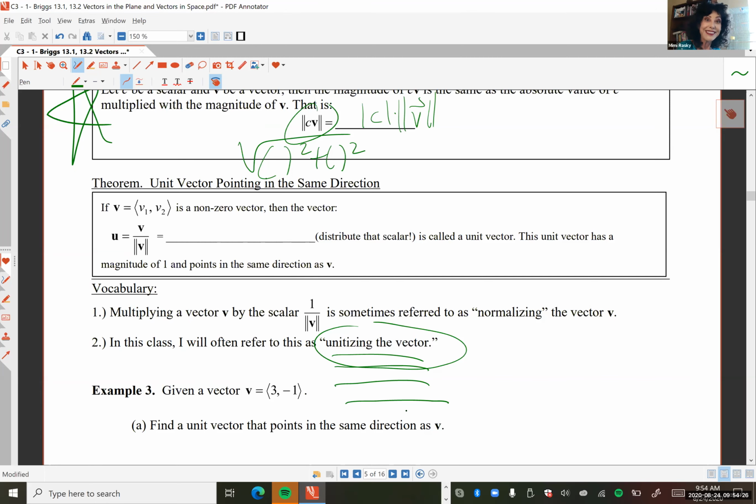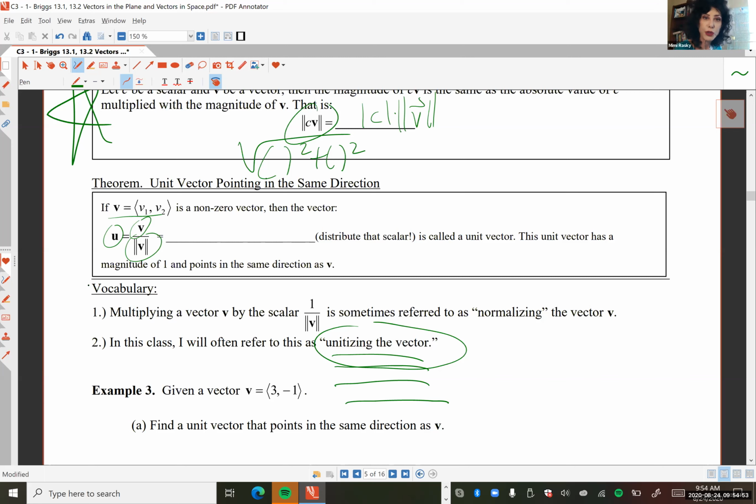It means basically take the vector and shrink it down so the magnitude is just 1 unit in length. That's all it means. Or if it's really, really tiny, stretch it a little bit so that it has a magnitude of 1 unit. Okay, so here is the deal. If you're given a non-zero vector and you need to unitize it, the unitized vector, we'll call it u, you just take your vector and you divide by its magnitude.